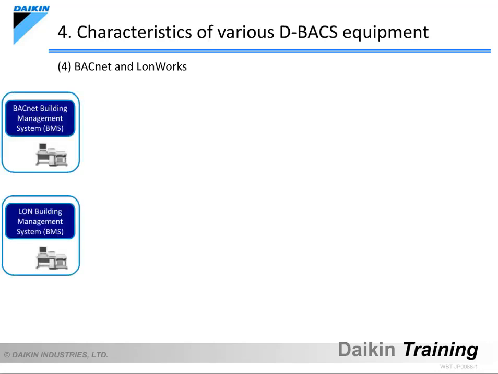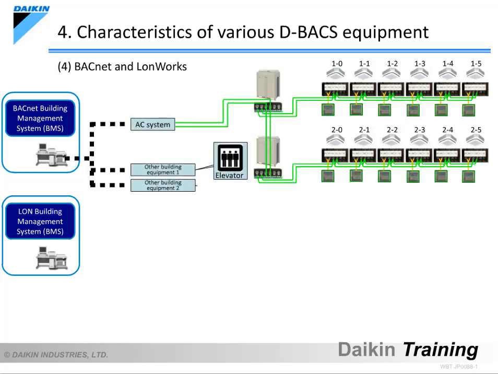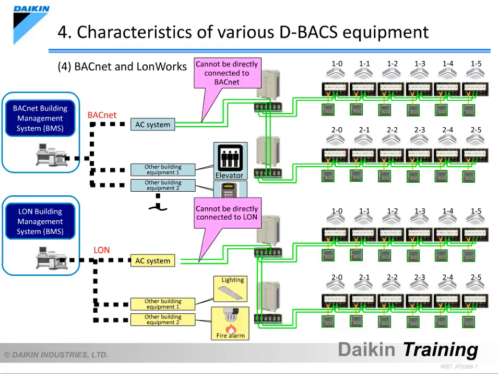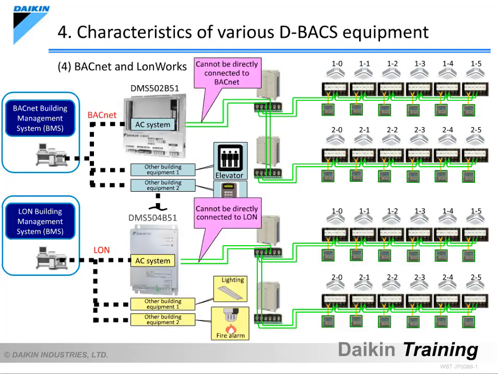Both BACnet and LonWorks are communications protocols for a building management system, and the BMS can monitor and manage various building equipment, including the air conditioning system, using those communications networks. As the communications protocol used for Daikin's D3Net differs from those for BACnet and LonWorks, D3Net cannot be directly connected to the BMS's communications network.